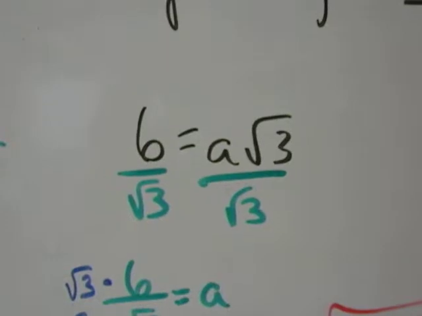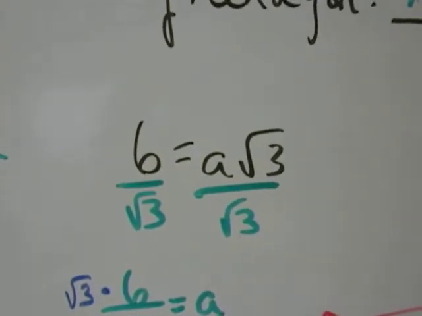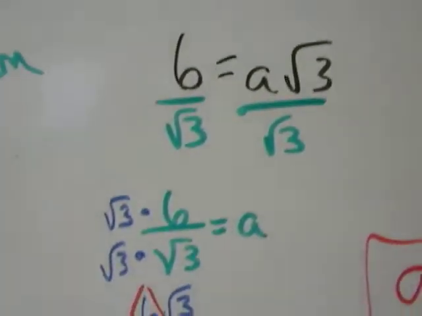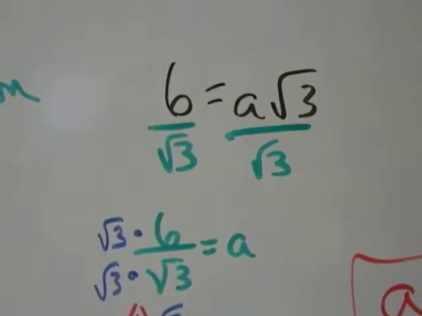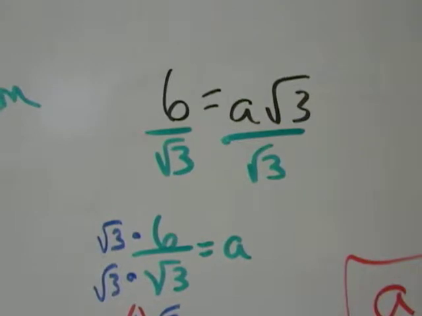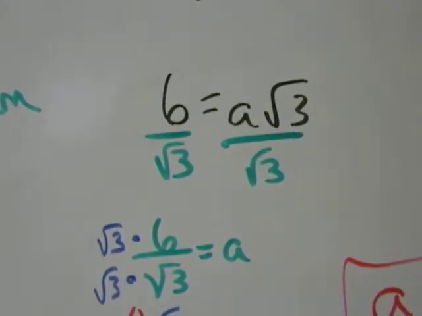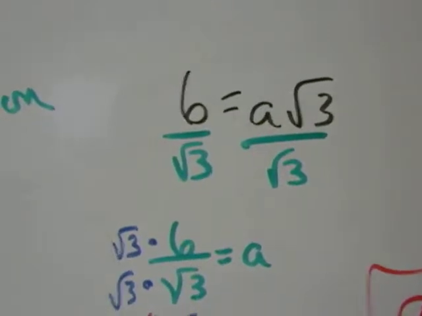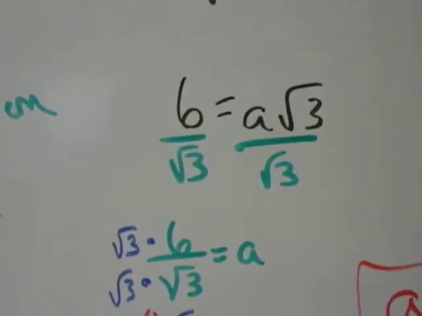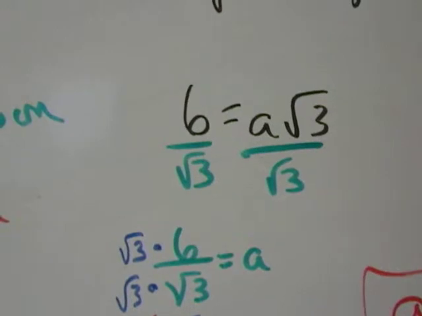If 6 is equal to A radical 3, I'm going to begin by dividing both sides by radical 3, which gives me 6 over radical 3 equal to A. But remember, you're not allowed to leave a radical in the denominator of a fraction, so we have to multiply both top and bottom by radical 3 to eliminate that radical. 6 times radical 3 is 6 radical 3, and radical 3 times radical 3?